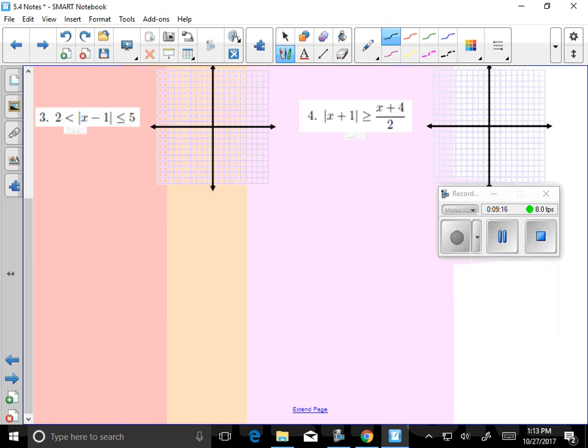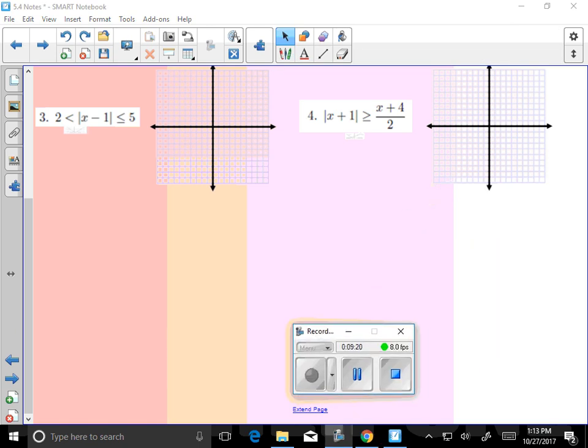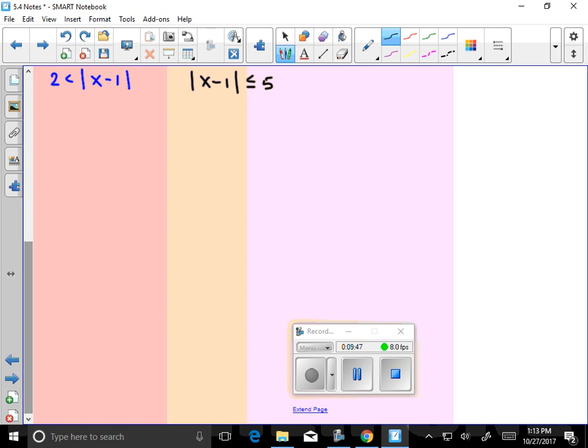Let's do 3 and 4. How about both of those? Okay, I want to show you an alternate way to do this. I'm going to set up 2 inequalities. Absolute value of x minus 1 is greater than 2, and the other inequality would be absolute value of x minus 1 is less than or equal to 5. Okay, now I showed you the equal to method before. I want to show you what I think might be the easier method here.